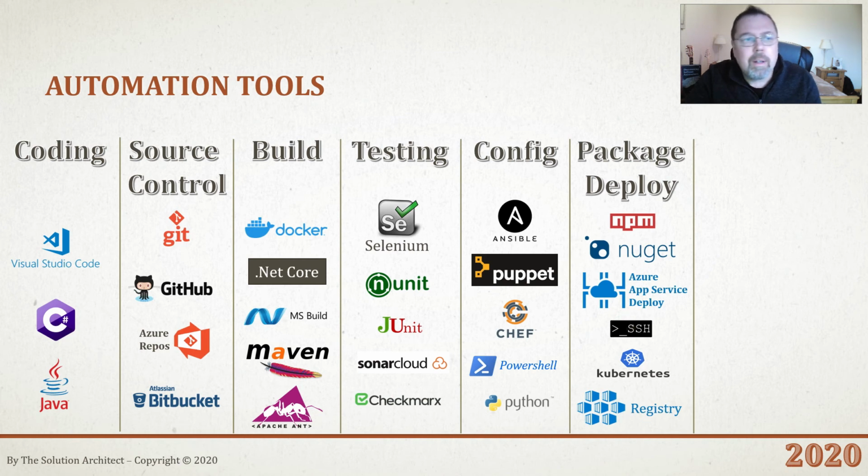The next thing in the automation pipeline, you want to deploy your package. You want to have tools available to be able to copy a file maybe to a server. You can use things like SSH, you can use npm, you can use a NuGet package to package your code for you. You can use Azure App Service Deploy. If you've got containers that you want to deploy using Kubernetes, you can do that. And you also can use Azure Container Registry services.